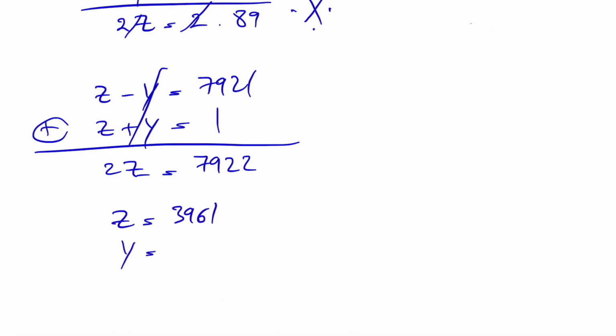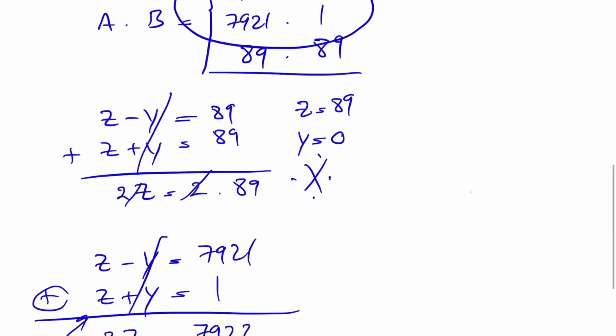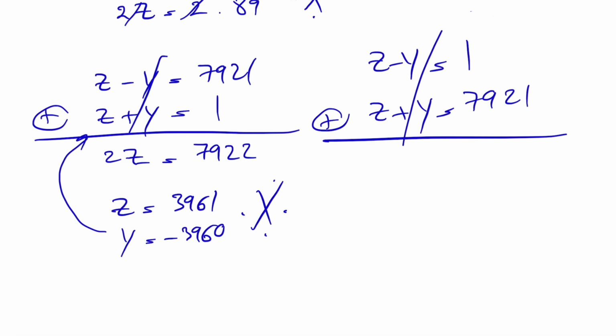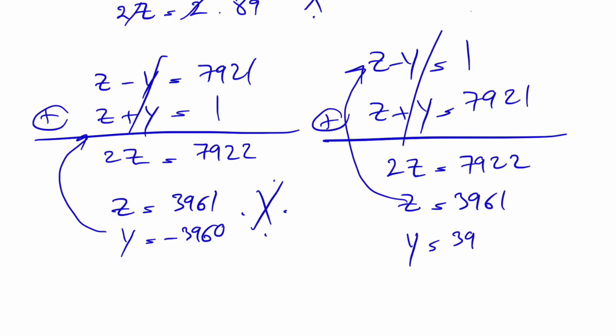If that's the case, our y has to be a negative number. If you put this one in the first equation in here, our y has to be minus 3960, which again we have a negative sign. This does not work too, and we are left with only one more option where we have z minus y is equal to 1 and z plus y is equal to 7921. If we add these two, again our z will be the same, so 2z is equal to 7922. So our z will be the same, 3961, and this time our y will be, if we put it in the first equation, 3960.